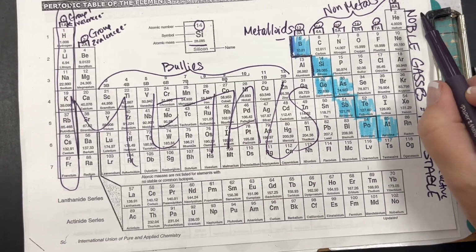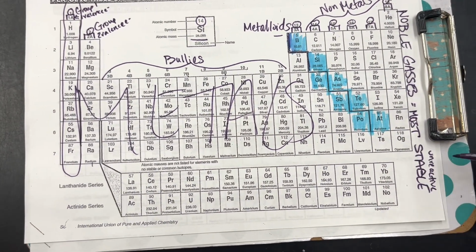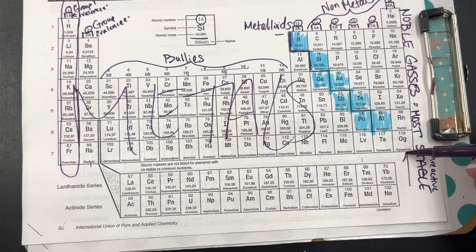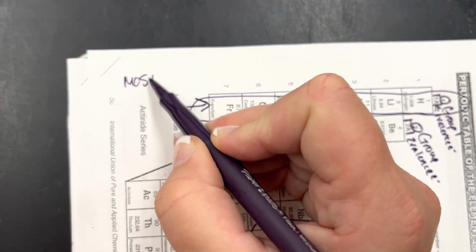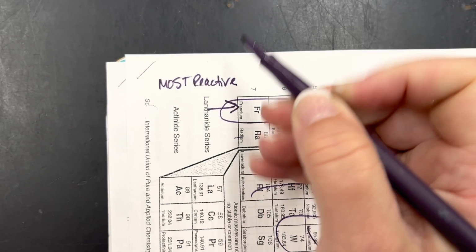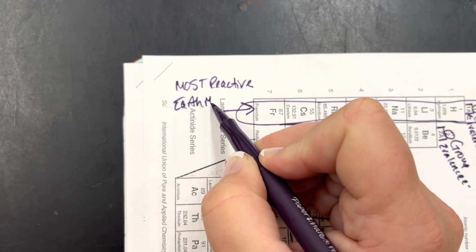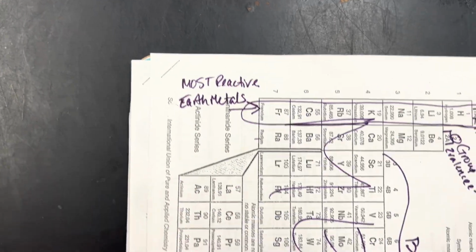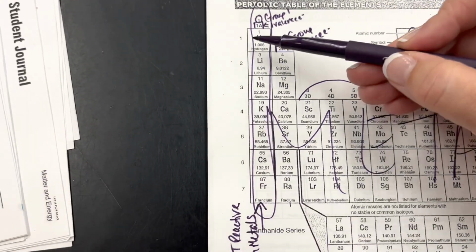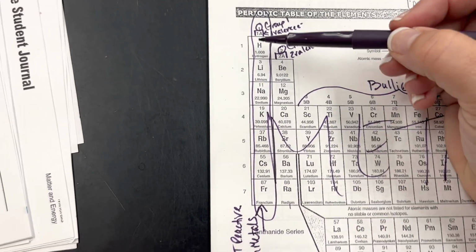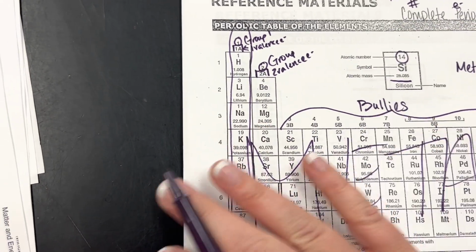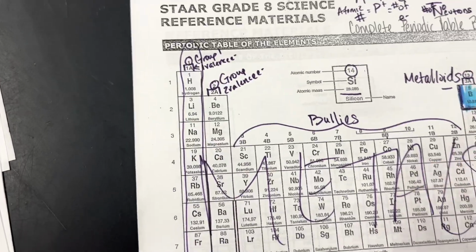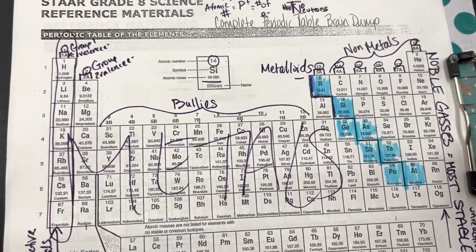So if this is the most stable, the unreactive group right here, then this group, group 1, is the most reactive group. Those are our earth metals, okay? So you need to understand that group 1, these guys are highly reactive because they only have one valence electron. They want that last energy level full, and they're trying to get it. They will react with whoever, whenever, so that they can get some sort of 8 valence electrons. They're trying to get that last electron level full.